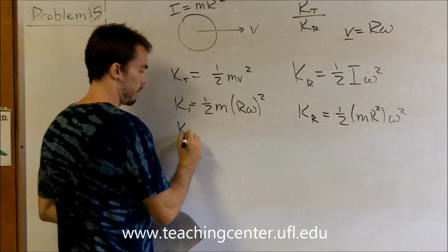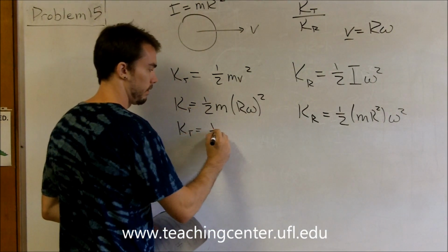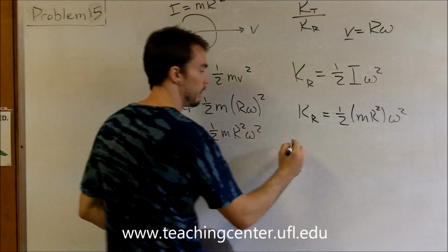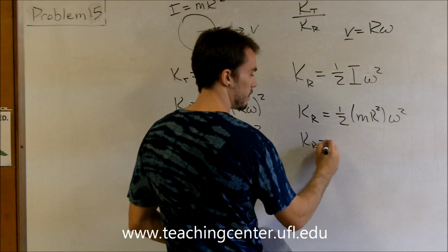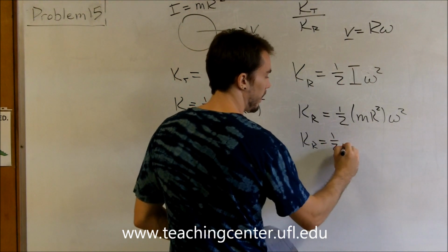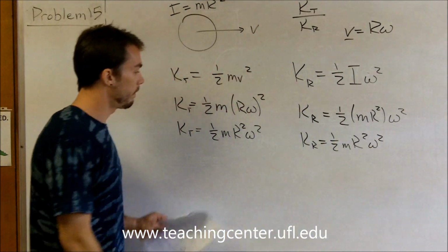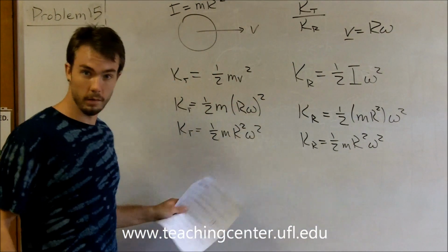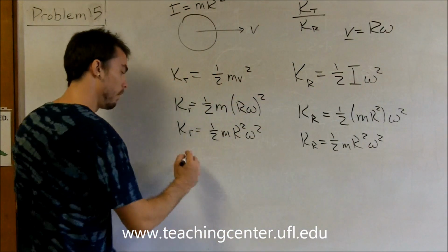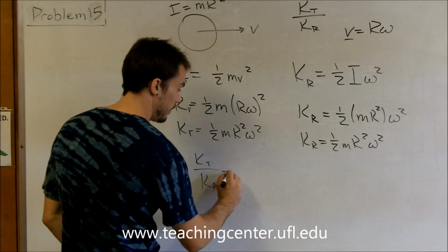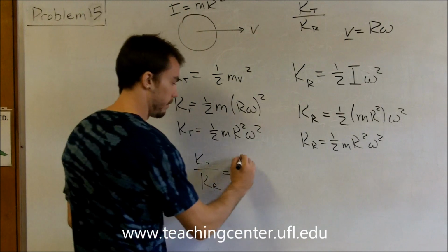Let's write this out one more time, make it a little bit nicer. 1/2 mr squared omega squared is our translational, and 1/2 mr squared omega squared is our rotational. You can see they're both equal to each other, so our ratio is just going to be 1. But if you can't see it, I recommend doing this anyway. Make sure you actually do the ratio.